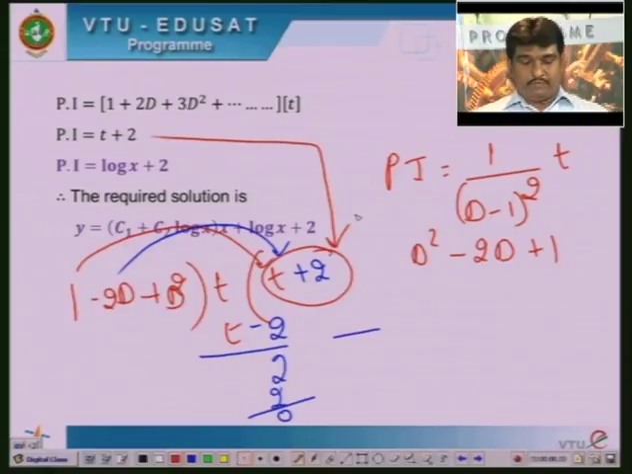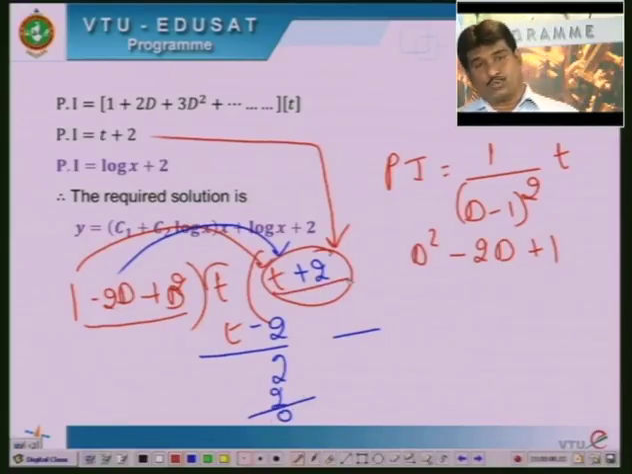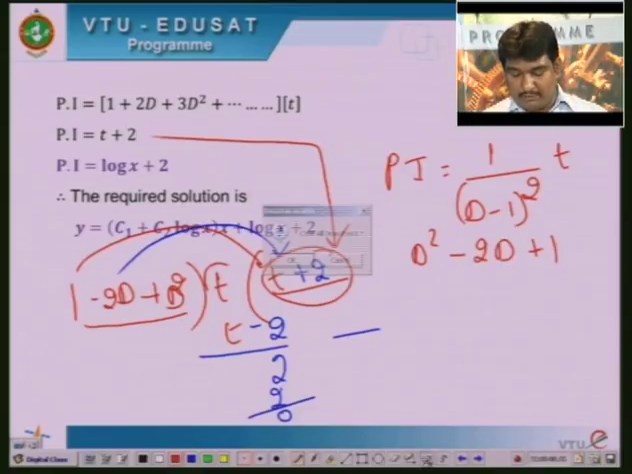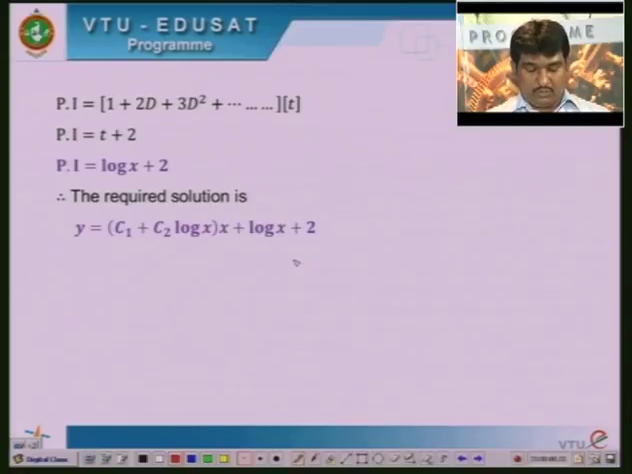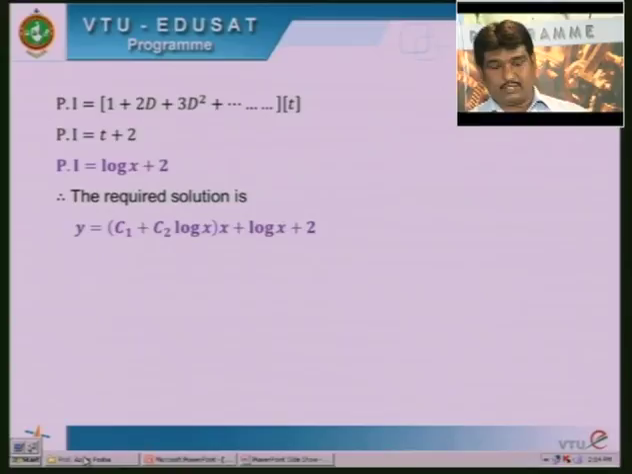Let me repeat, 1 minus 2D plus D square. I have written this in increasing order. t is the dividend. When you do it by division method, you will get 0 as remainder and t plus 2 as quotient. So t plus 2 is the particular integral. Now, the solution is y equals CF plus PI.